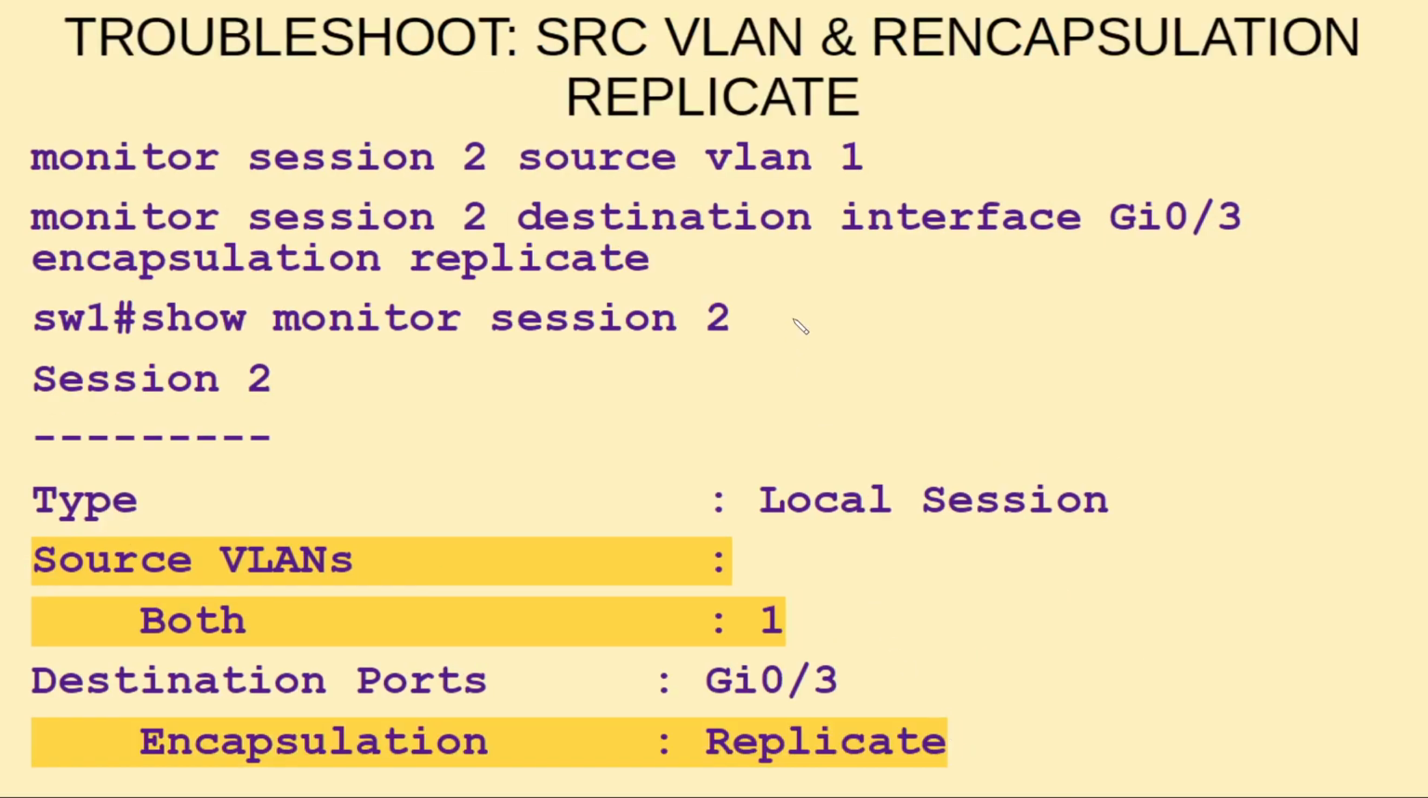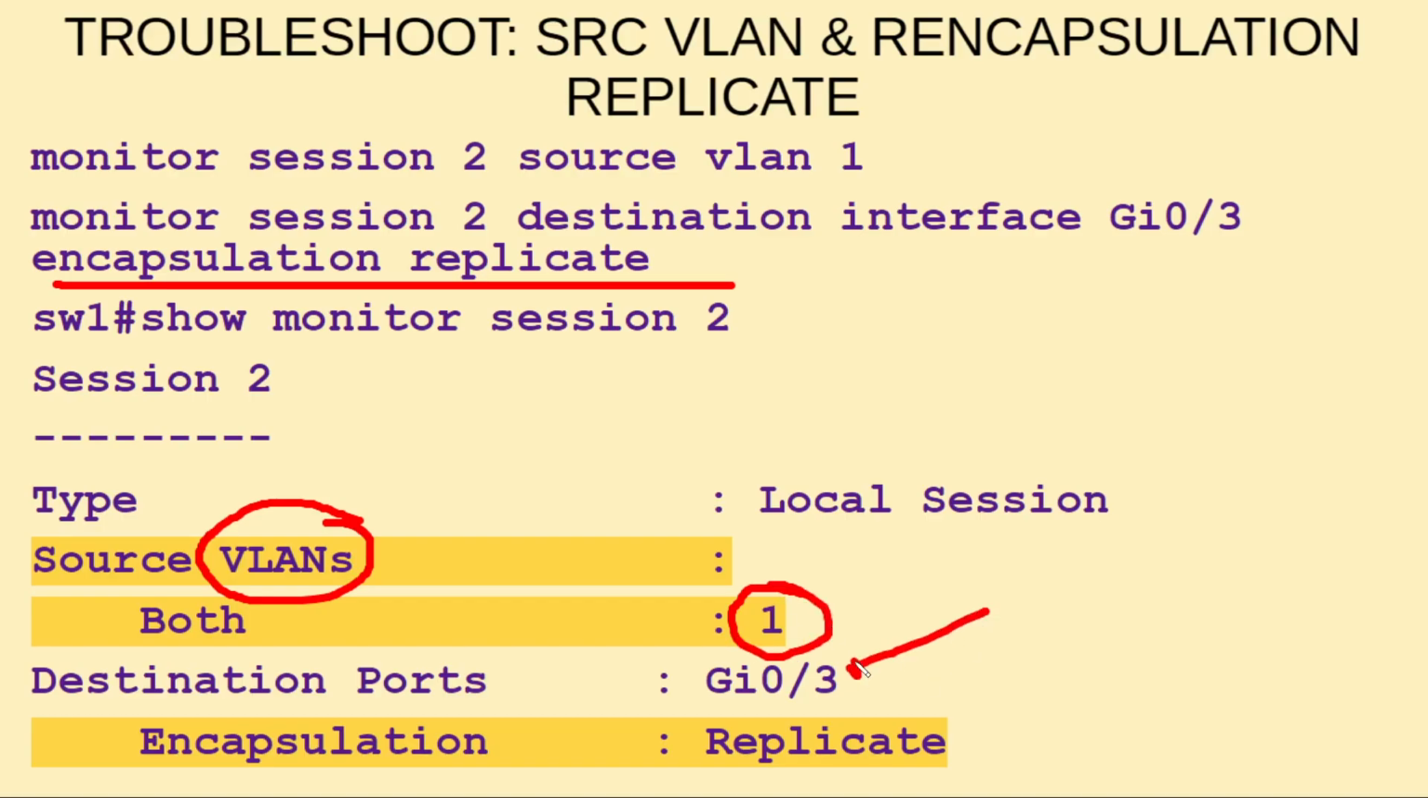Now this is the same example, but we are enabling encapsulation replicate. So we are monitoring one VLAN, which is VLAN 1. We are sending a copy to this interface, but we are going to include tags, 802.1Q tags, and control frames.